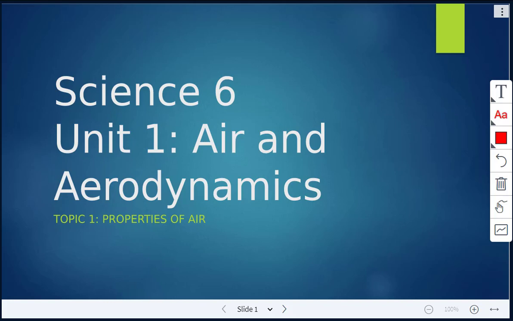Hello, this is our first unit for Science 6. The first unit we are looking at is called Air and Aerodynamics. Our first topic today is properties of air.